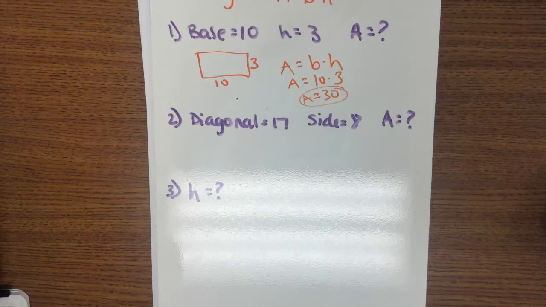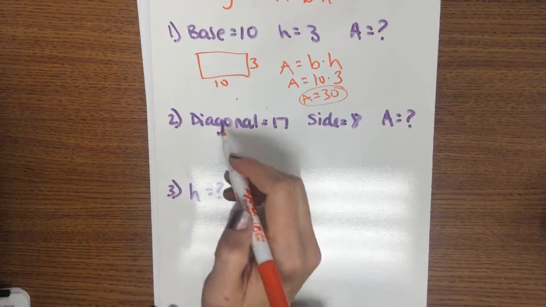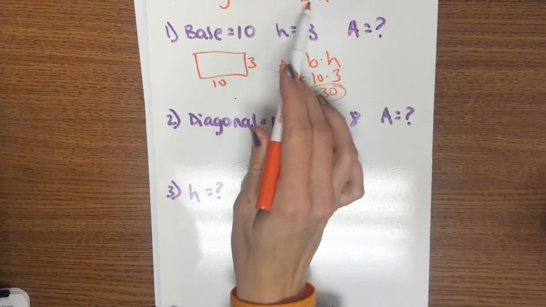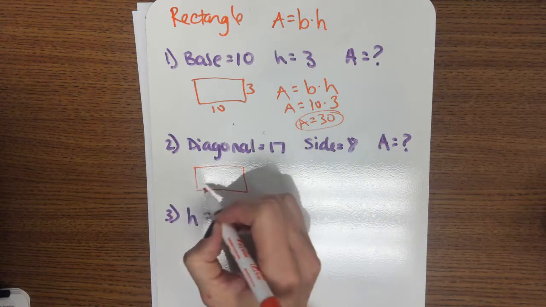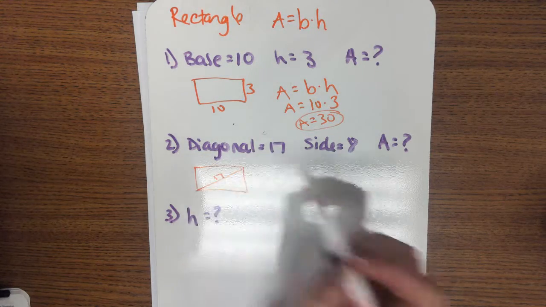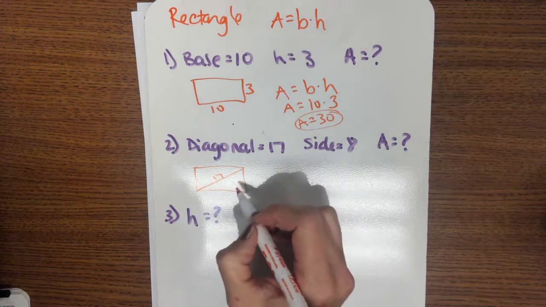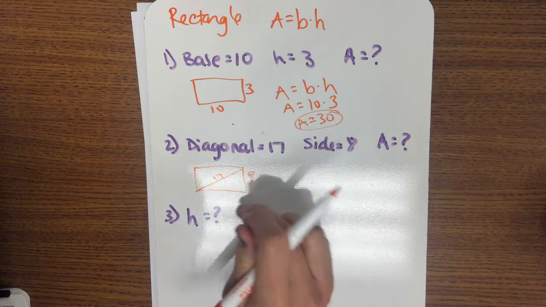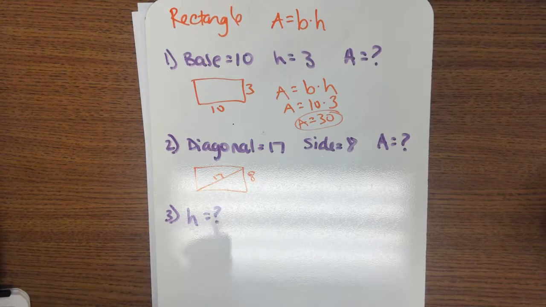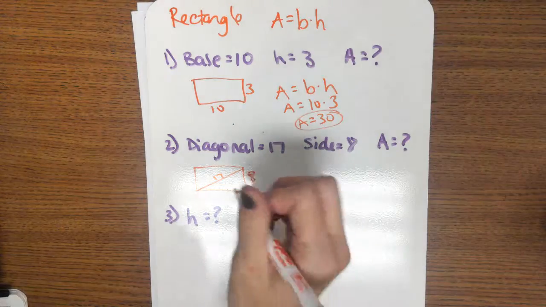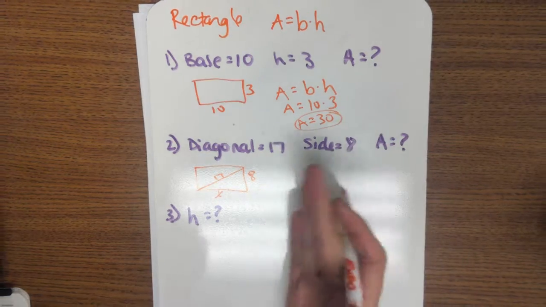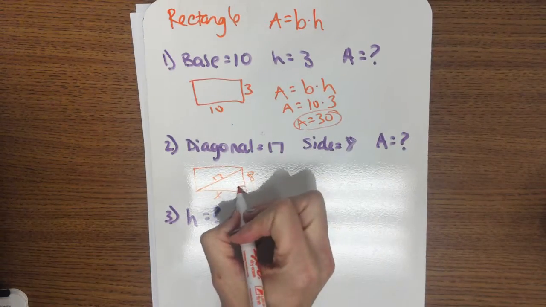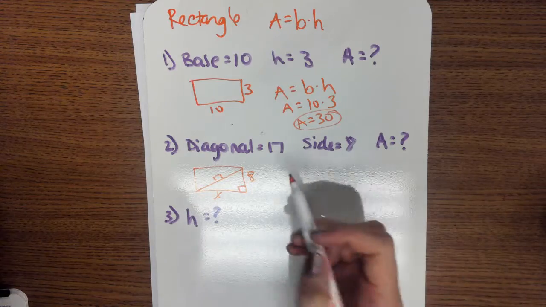Second one, a little bit tougher. Definitely want to draw a picture because diagonal is not one of the components of the formula. So if I draw my rectangle, the diagonal is 17. I know the side length is 8. Doesn't matter if you make that the base or the height, it's just one of the sides. So now I need to find my base, or I need to find my height, whichever one you have missing, does not matter. Remember, rectangles are always going to be 90 degrees.